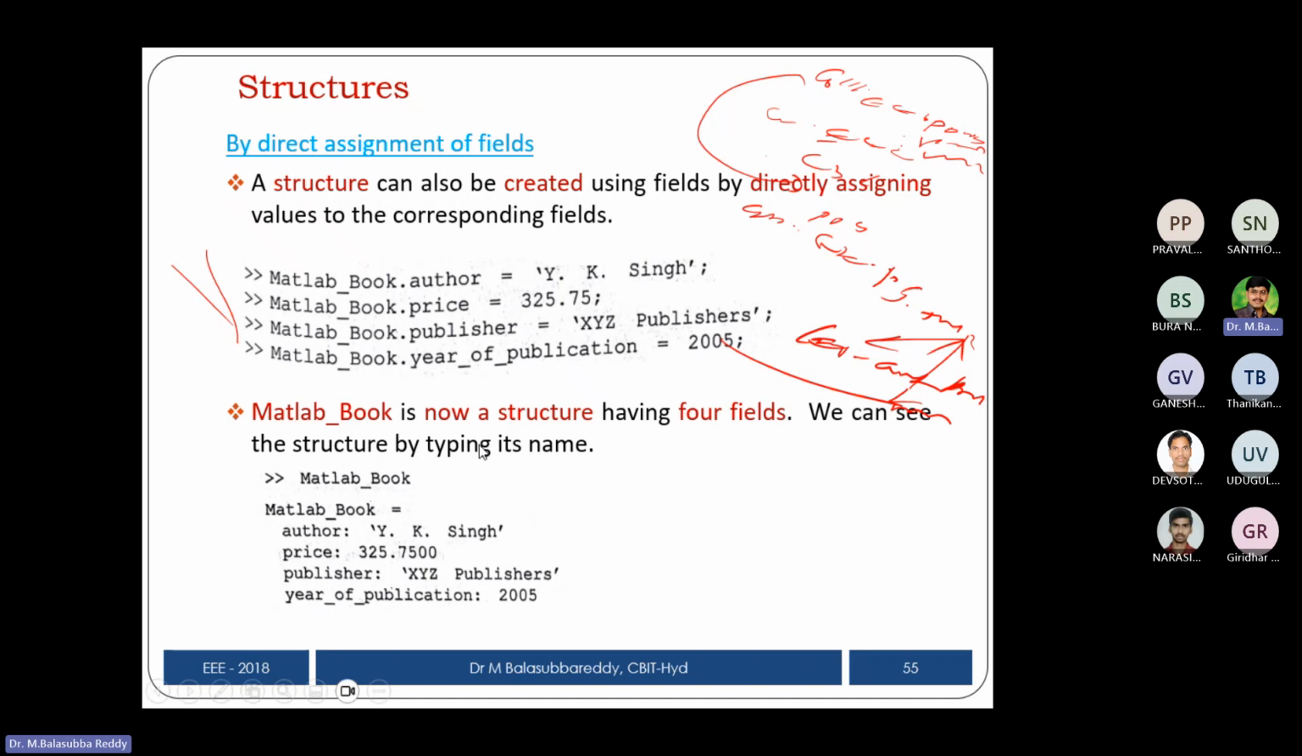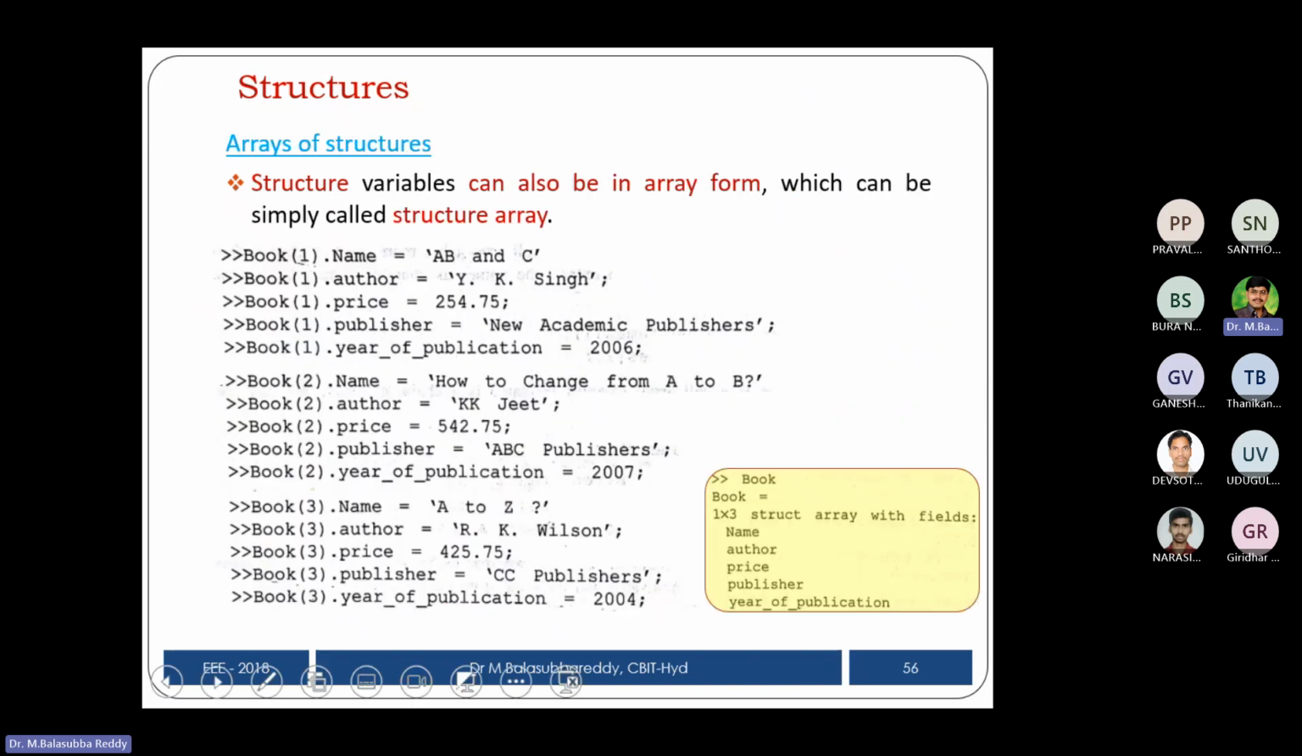So now you can see MATLAB is a book. In that, I want to add one book first. MATLAB, some structure name, dot author. You can give the author name, price, publisher, year of publication. Retrieval is also as usual. If I enter this MATLAB book, the total data, whatever you entered, is going to be displayed.